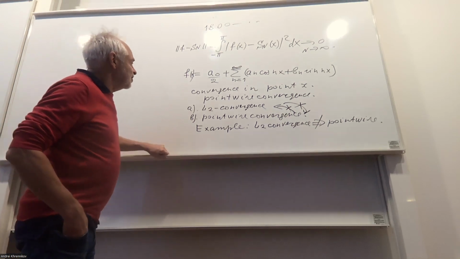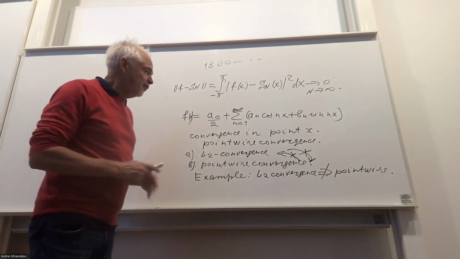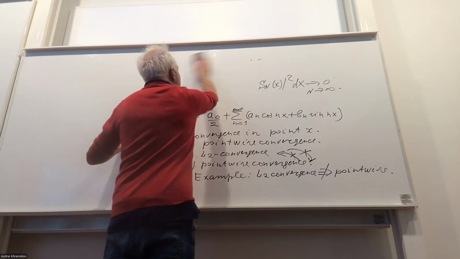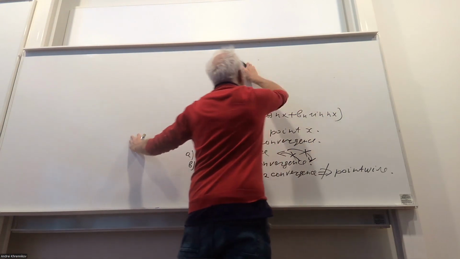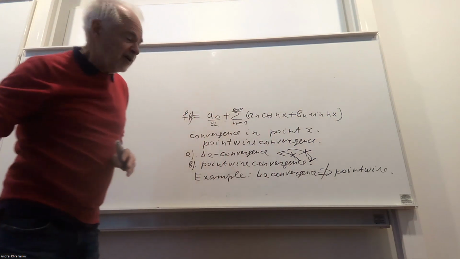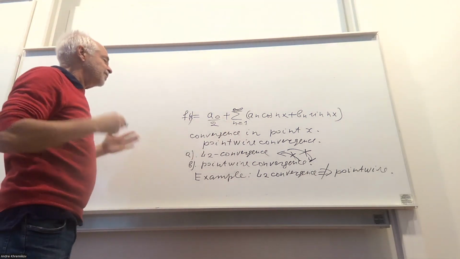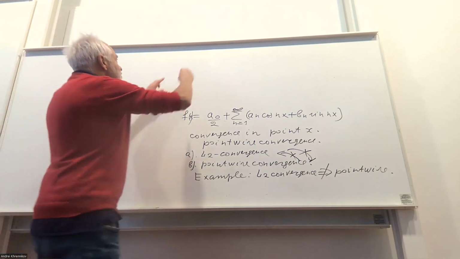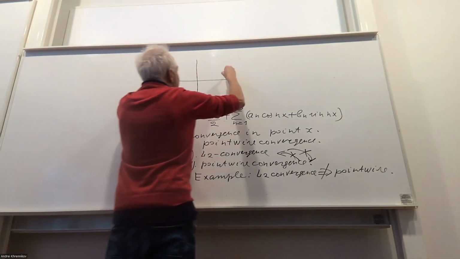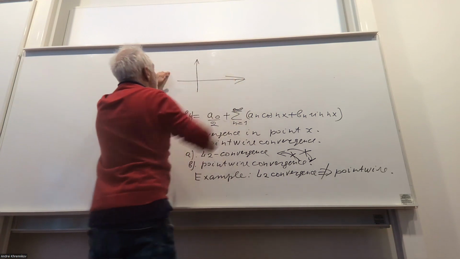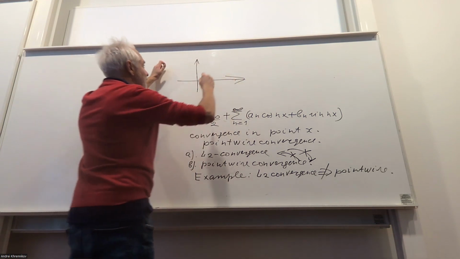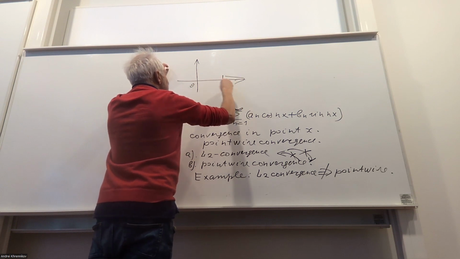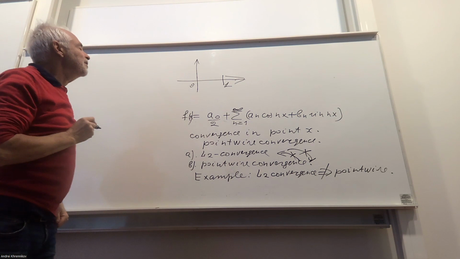How do I construct, for example, a sequence of functions which converges in L2, but not at any point? I can construct an example where a sequence converges in L2 but does not converge at any point. It will be kind of a cartoon. We do the following. Take the segment [0, 1].